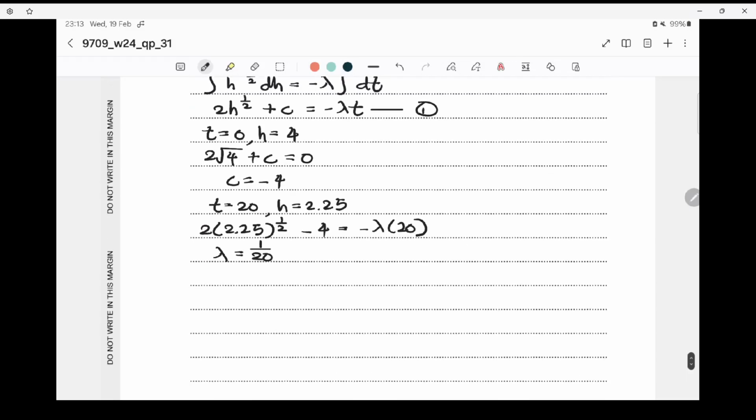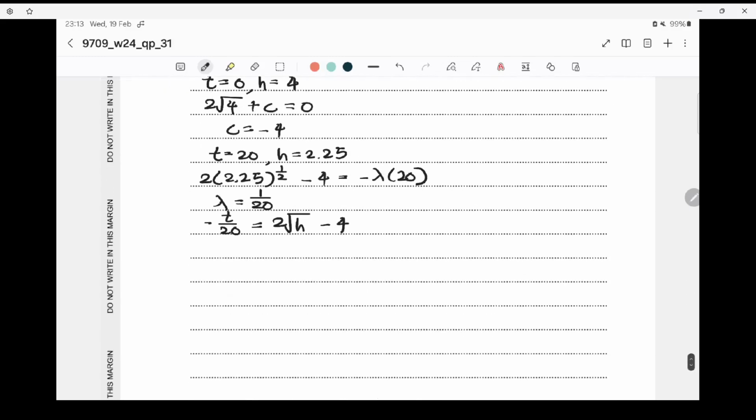So finally, substitute everything into the equation. You have minus t over 20 equals 2 times square root of h minus 4. So you can write t to be minus 40 square root of h. Minus times minus becomes plus 80. So that will be your equation.